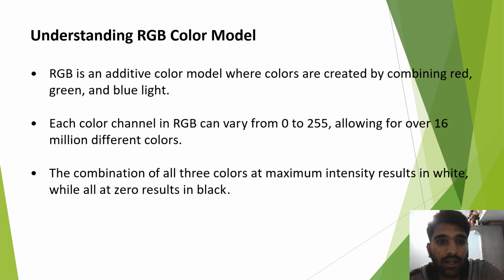Understanding the RGB color model. RGB is an additive color model where colors are created by combining red, green, and blue light. Each color channel in RGB can vary from 0 to 255, allowing for over 16 million different colors. The combination of all three colors at maximum intensity results in white, while all at 0 results in black. Moving on to my next slide.